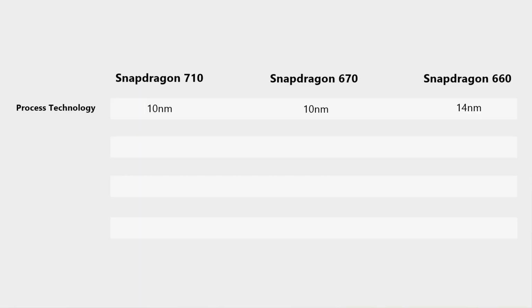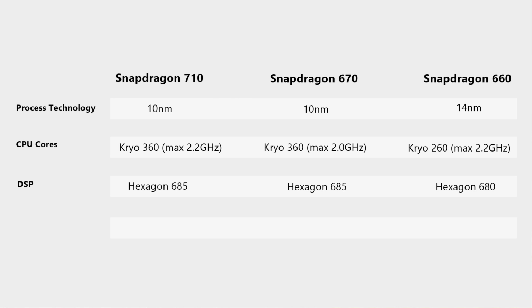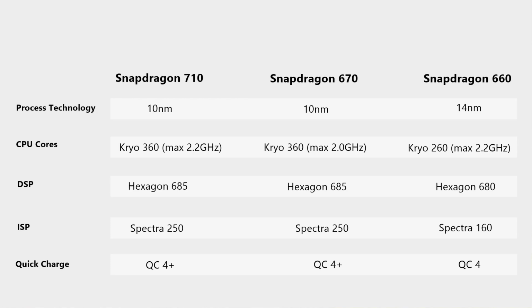Just like the Snapdragon 710, the Snapdragon 670 is built on the 10 nanometer process technology. It has the same Kryo 360 cores, but the boost clocks are running at a lower clock speed of 2 GHz and the base clocks are basically the same. Also, it has the same Hexagon 685 DSP, the Spectra 250 ISP, and it even has support for Qualcomm Quick Charge 4 Plus. But does that mean that it is an underclocked Snapdragon 710?